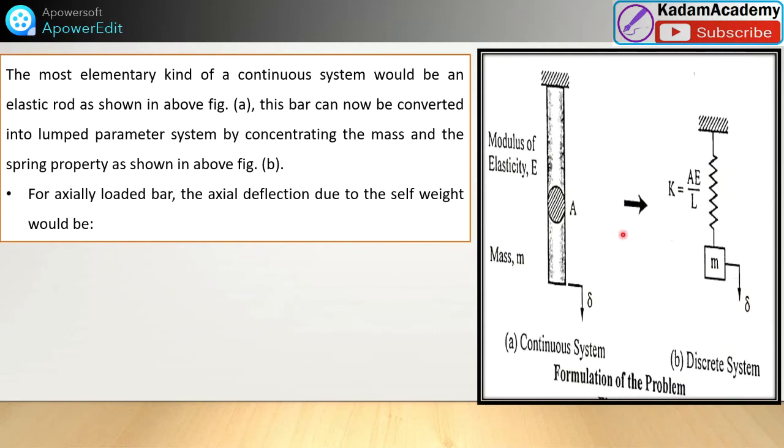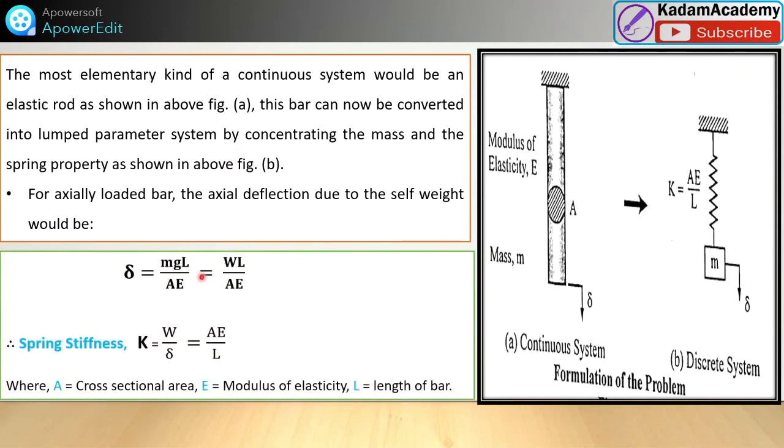And here, see, if we write one equation for this continuous system, that equation may be difficult to solve, but for this system it is very simple. A differential equation will be obtained. The most elementary kind of continuous system would be an elastic rod, as shown in figure A. This bar can now be converted into a lump parameter system by concentrating the mass at the center of this bar. For an axially loaded bar, the axial deflection due to self weight would be given. This system is converted like this, the distributed one into the lump parameter system.